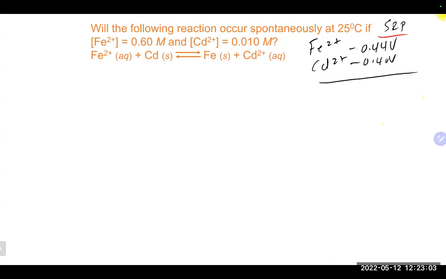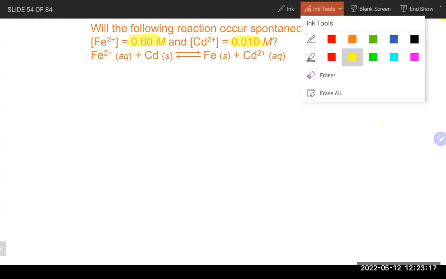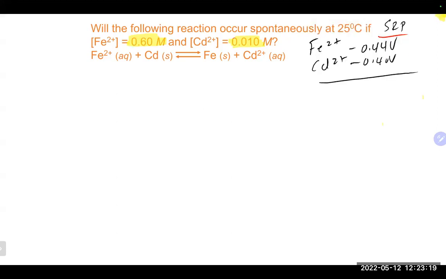So in this particular case, this is under non-standard conditions, and I know that because I'm given some concentrations, and those are not 1 molar. So that tells me that I should probably be using the Nernst equation here, which is really what that's for. And that again would be my E, my non-standard voltage, is equal to my E naught minus RT over nF natural log of Q in this case.